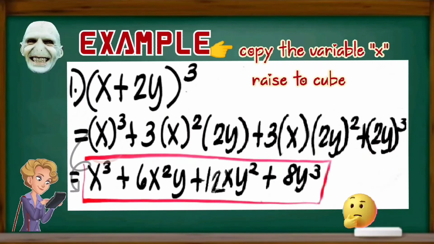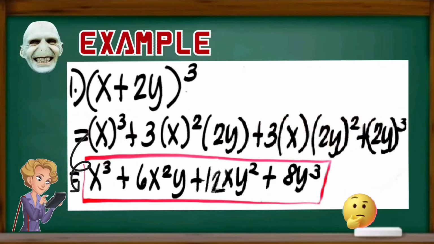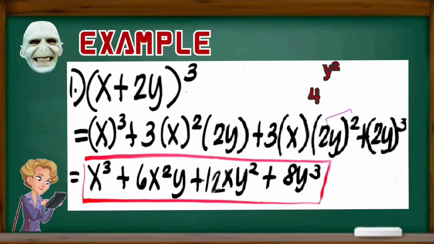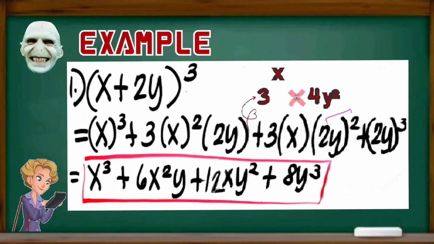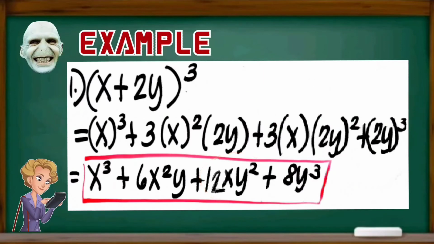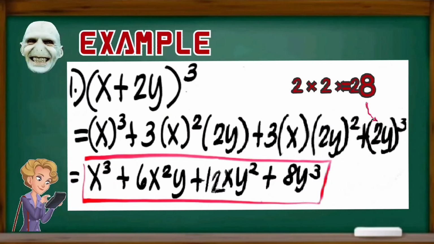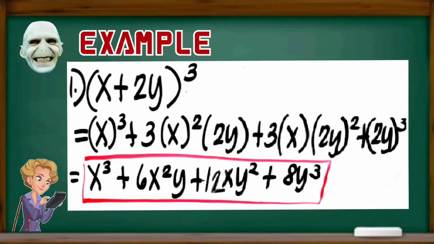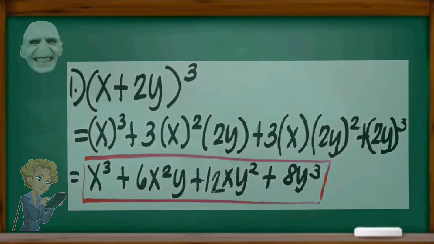So, ang mangyayari dyan, copy the variable x cubed plus 3 times x squared times 2y is equivalent to 6x squared y, plus ang mangyayari dito, papasok muna ang distributive property. So, 2 squared is 4, then y squared. So, 3 times 4 is 12. Copy the variable x and copy the variable y squared plus (2y) cubed. So, 2 times 2 times 2, 8y cubed. So, the answer is x cubed plus 6x squared y plus 12xy squared plus 8y cubed.